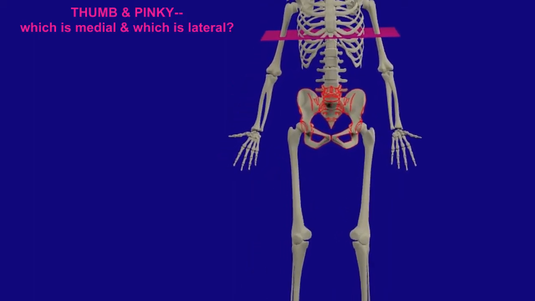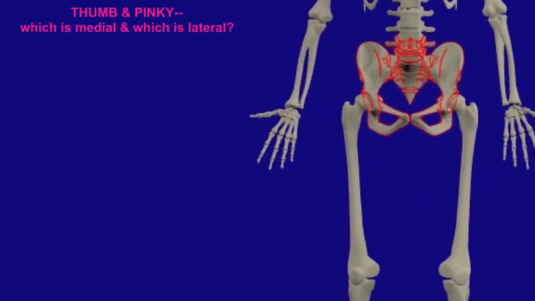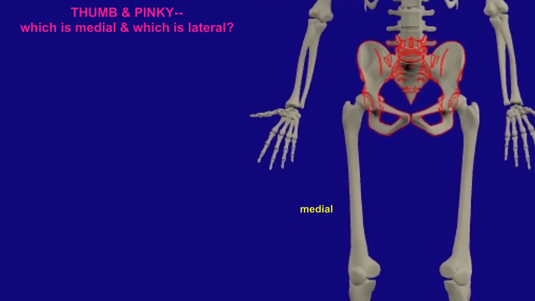When one thinks of the positions of the pinky and the thumb, which one is medial and which is lateral? One might respond, that depends on how one is holding their hand. But the correct answer is to assume the anatomical position, in which the pinky is on the medial side of the hand and the thumb is on the lateral side of the hand.